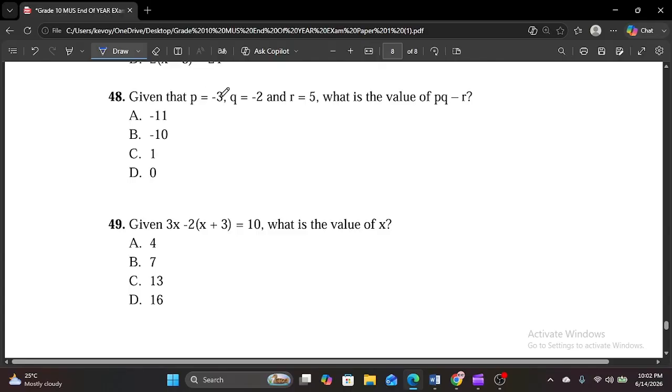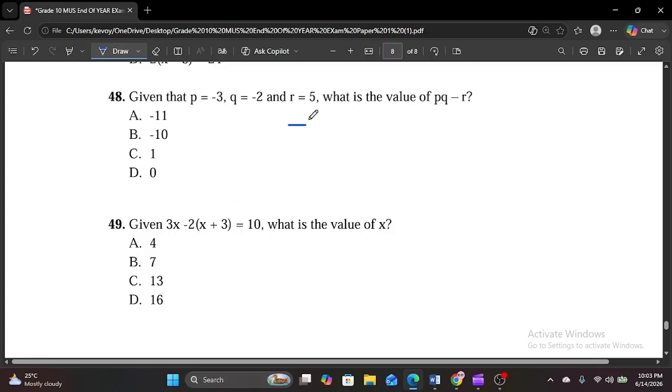Given that P is equal to negative 3, Q is equal to negative 2, and R is equal to 5, what is the value of PQ minus R? So you just substitute and work. And I'm not going to go through the rest of these questions. It's pretty straightforward. So what you do right there, you substitute.